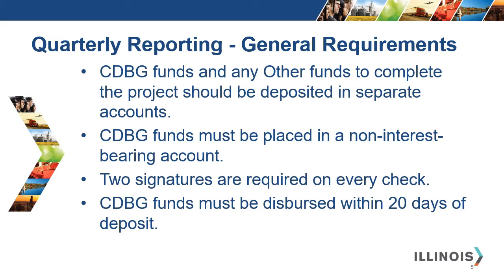CDBG grant funds should be deposited in their own non-interest-bearing checking account, and any other funds necessary to complete the project should be deposited or held in a separate account. These funds must not be commingled. While HUD does allow for CDBG funds to be deposited in an interest-bearing account, the policy of the Office of Community Development is that CDBG funds be held in a non-interest-bearing account. Two signatures are required on each check used to expend CDBG funds, and these funds need to be dispersed to the vendor within 20 days of the grantee depositing them.